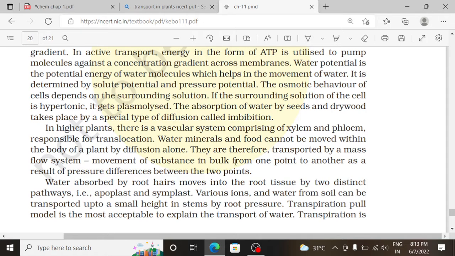The osmotic behavior of a cell depends on the surrounding solution. If the surrounding solution of the cell is hypertonic, the cell gets plasmolysed. The absorption of water by seeds and dry wood takes place by a special type of diffusion called imbibition.